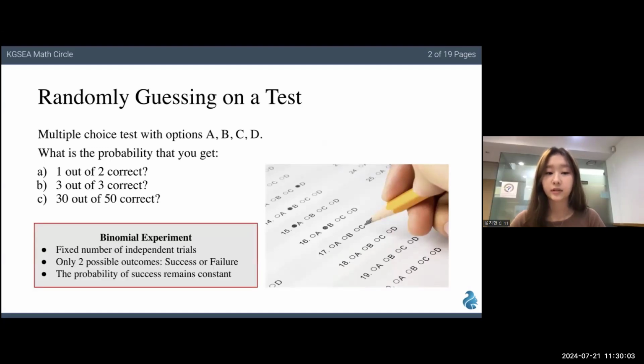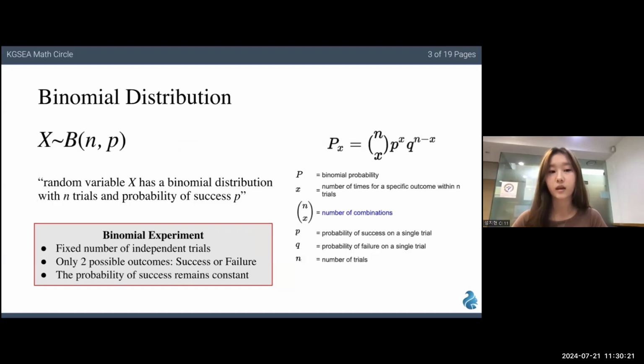This is an example of where you can use a binomial experiment. And here are the characteristics. In binomial experiments, there is a fixed number of independent trials. There are only 2 possible outcomes, which are success or failure, which will be defined, and the probability of success remains constant.